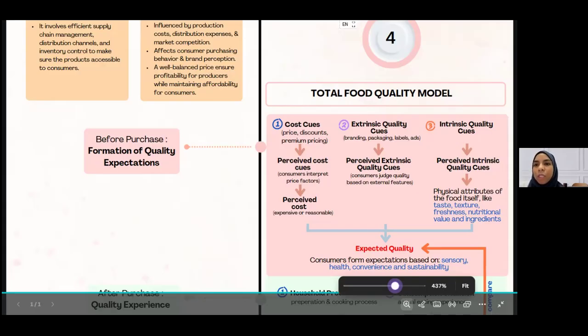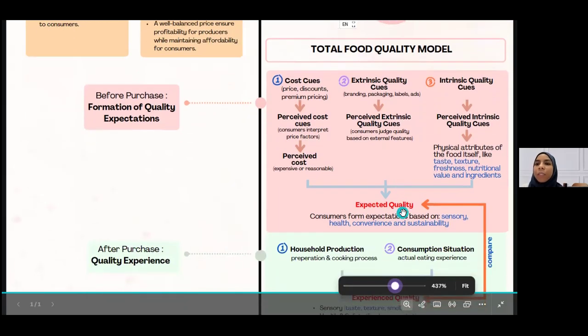Perceived cost cues describe how consumers interpret these cost-related factors, such as viewing a discount as a sign of lower quality or a premium price as an indicator of exclusivity. Perceived cost represents the final perception of whether a food product is expensive or reasonably priced, which influences the purchasing decision. For example, if a consumer sees organic food priced higher than non-organic food, they might perceive it as expensive.